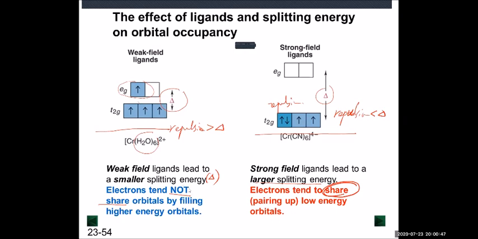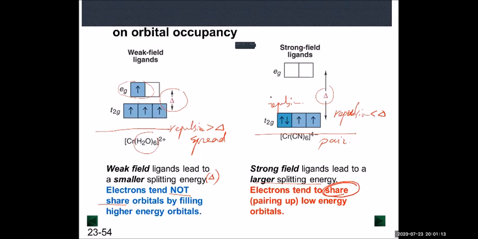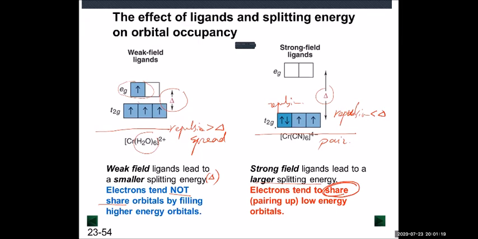These tend to spread. And the other, when you have a ligand like cyanide, they tend to share or pair, pair in the lower energy level. So that's the difference between the two different kinds of ligands. Cyanide always tends to push electrons to pair. Water ligands allow the electrons to split, to share between the different orbitals.